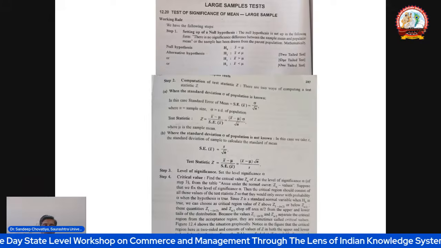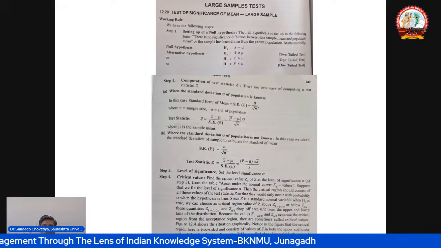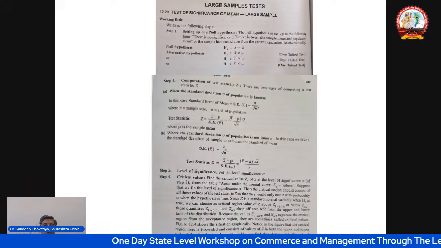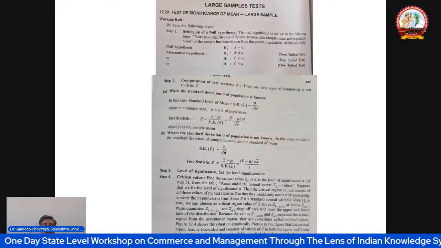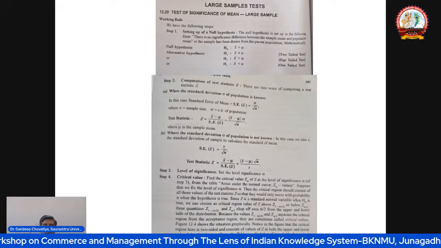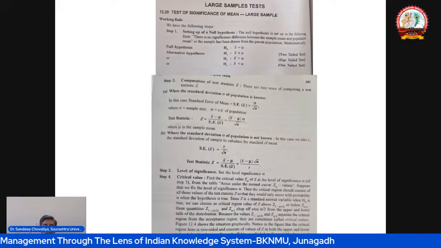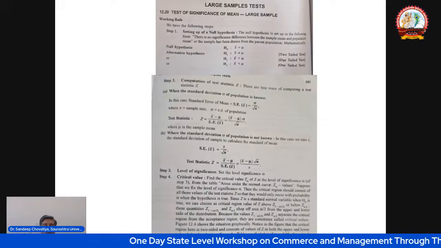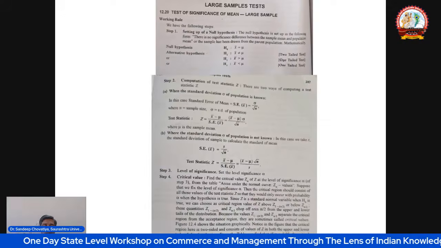Step number three, level of significance, which is the setup of the level of significance, alpha. Number four, critical value. Find the critical value Z alpha at the level of significance alpha from step number three, from the table of area under the normal curve. Suppose that we fix the level of significance alpha, then the critical region should consist of all those values of the test statistic Z that would occur only with probability alpha when the hypothesis is true.